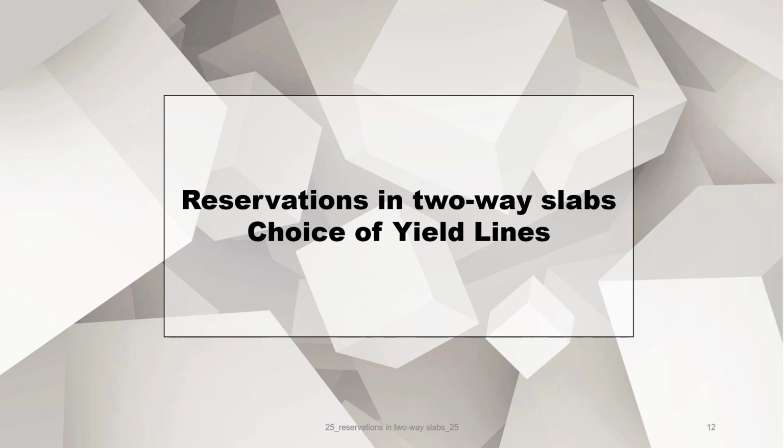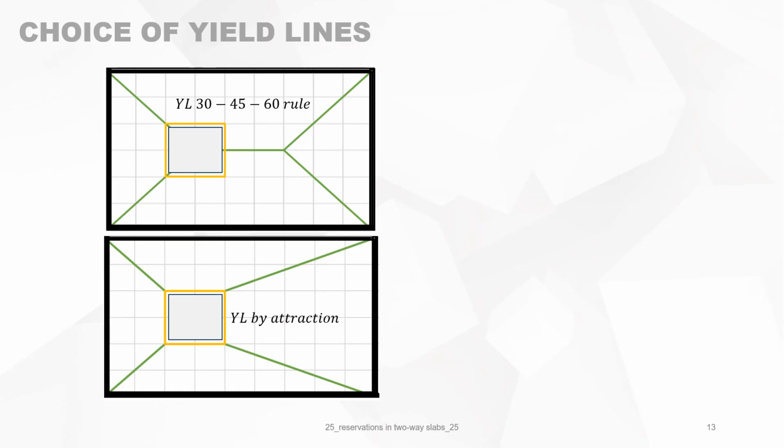Now we've seen two ways of choosing the yield lines, calculating the yield lines. The first one is the 30, 45, 60 rule, and the second one is attracting yield lines. So what would we choose now? So I'll give you an example of two identical cases, and the first one, we draw the yield lines by the 30, 45, 60 rule.